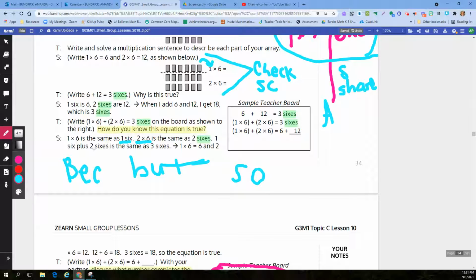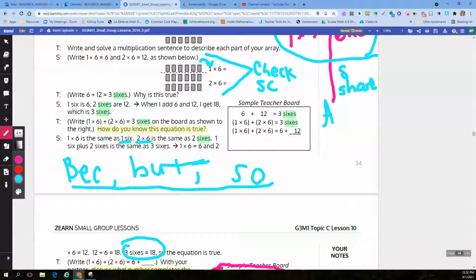1 6 plus 2 6s is the same as 3 6s. So 1 times 6 is equal to 6, and 2 times 6 is equal to 12. So putting that together, 3 6s equals 18. So I may actually pull that in to help my students bring in some more of the ELA portion of our work.